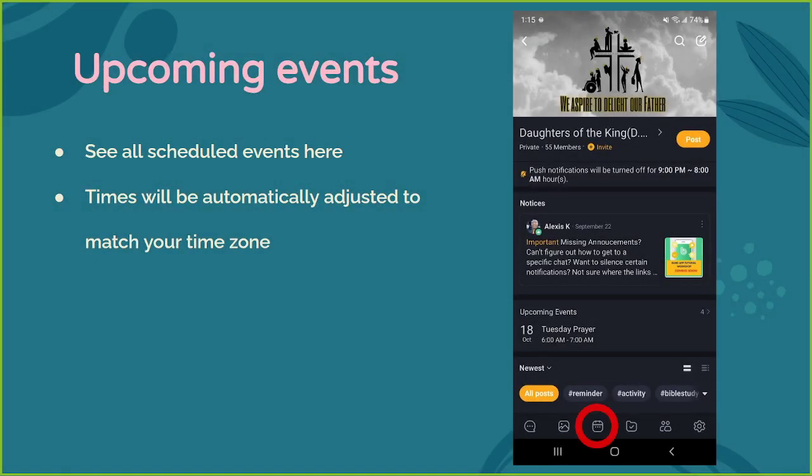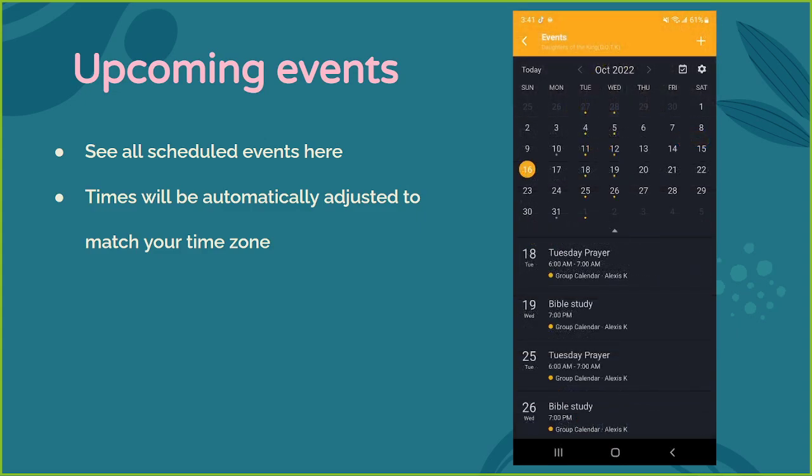Next, we have the calendar icon, and this will take you to the group calendar where you can see everything that's going on with the group. I think we already know this, but the time zone is automatically adjusted to where you are. So if I say something is going to be at 7 o'clock Eastern time, and we got people in California, because I know we're all over the country right now, it'll adjust that automatically for you.